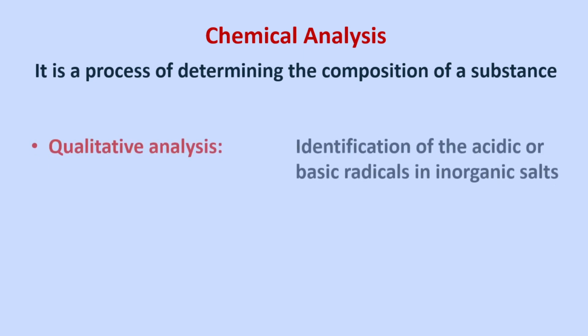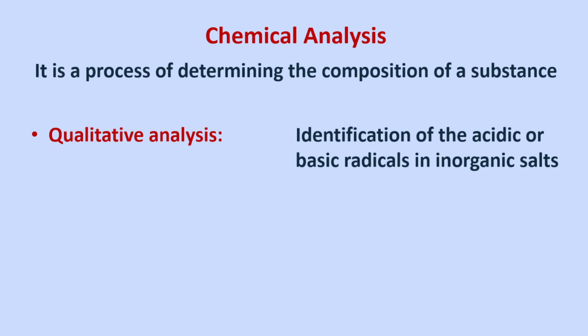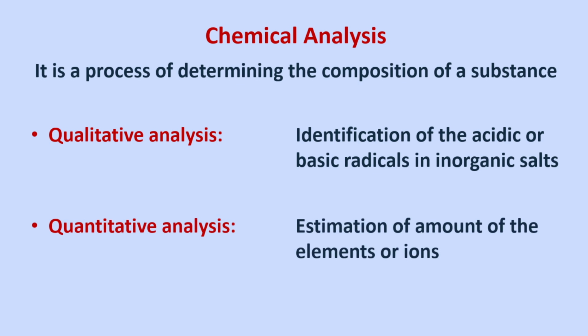It can be broadly classified into two types: qualitative analysis, which is all about identifying the radicals present, whether acidic or basic, in an inorganic salt. The second one is quantitative analysis, which is about estimating the amount of those elements or ions. Usually, qualitative analysis is performed first to identify what is there in the sample. Once the radicals are identified, quantitative analysis follows to determine how much of each is present.